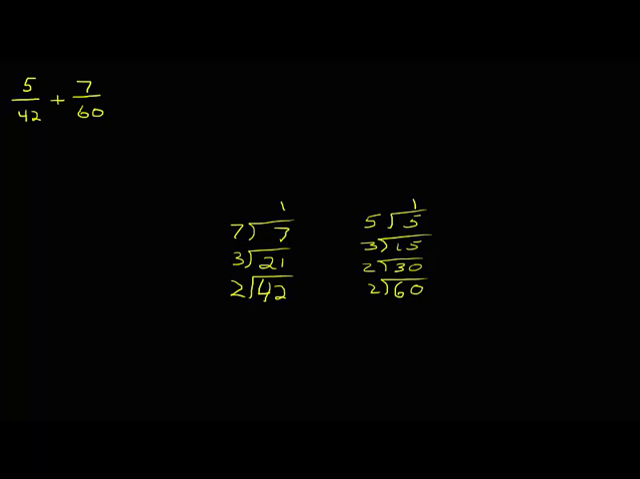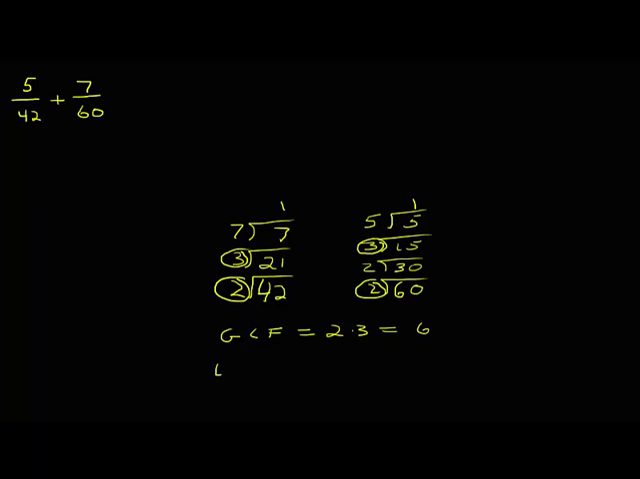So the next thing we do is we find the greatest common factor. What do these two factor trees or factor ladders have in common? Well, they have a 2 in common. What else do they have in common? They have a 3 in common. There's nothing else in common. So the greatest common factor is 2 times 3, which is 6.